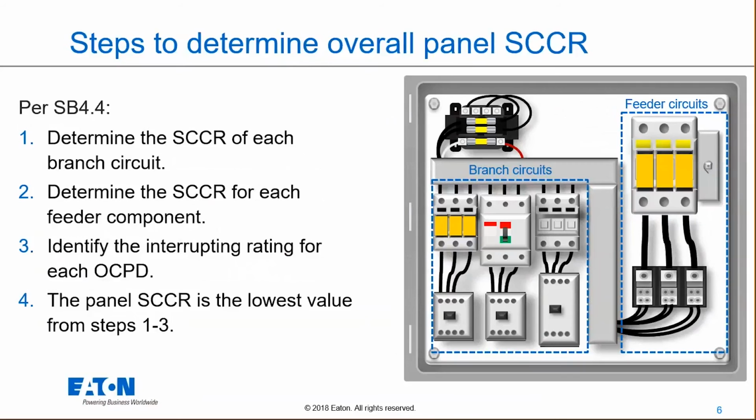Once again, just to recap, now you can see on the top right you have your feeder circuit coming down into my branch circuits. To go over those rules again: determine the SCCR of each branch circuit, determine the SCCR of each feeder component, identify the interrupting rating for each overcurrent protective device, and finally, the panel SCCR is the lowest value. So in that case, we're using a standard rating for that contactor. You would possibly have a very low rating in this particular panel. It might only be 5,000 amps and even possibly less than that.